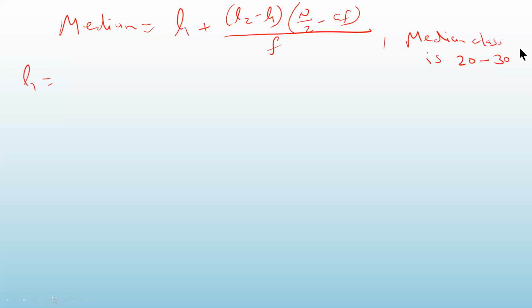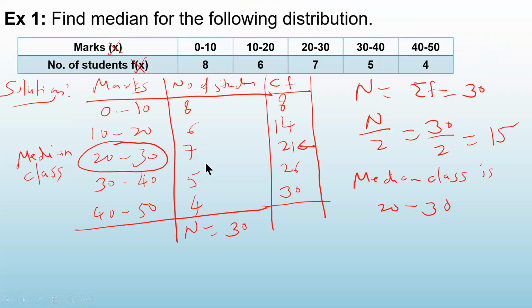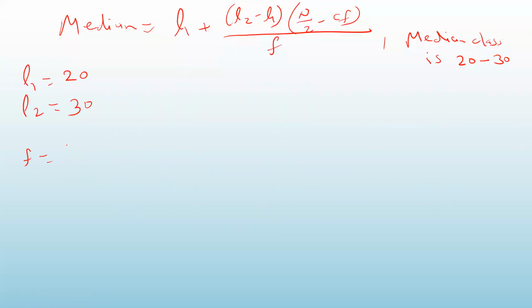What is L1? L1 मतलब इस क्लास का lower boundary. Lower boundary is 20. So L1 is 20. What is L2? L2 means upper boundary. Upper boundary कितना है? 30. What is F? F मतलब frequency of this class. So look at F. इस क्लास का frequency कितना है? 7 है. तो F का वैल्यू 7.